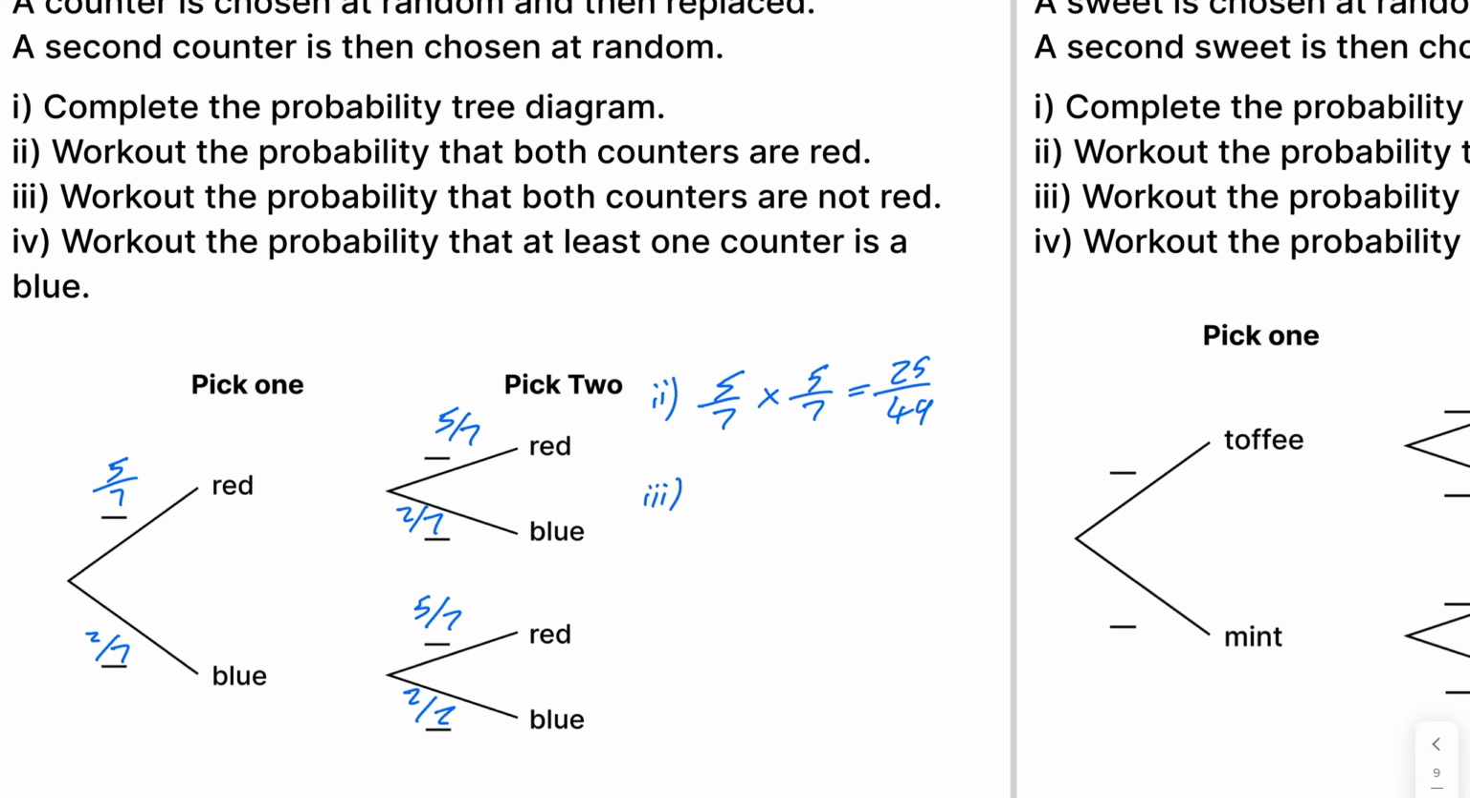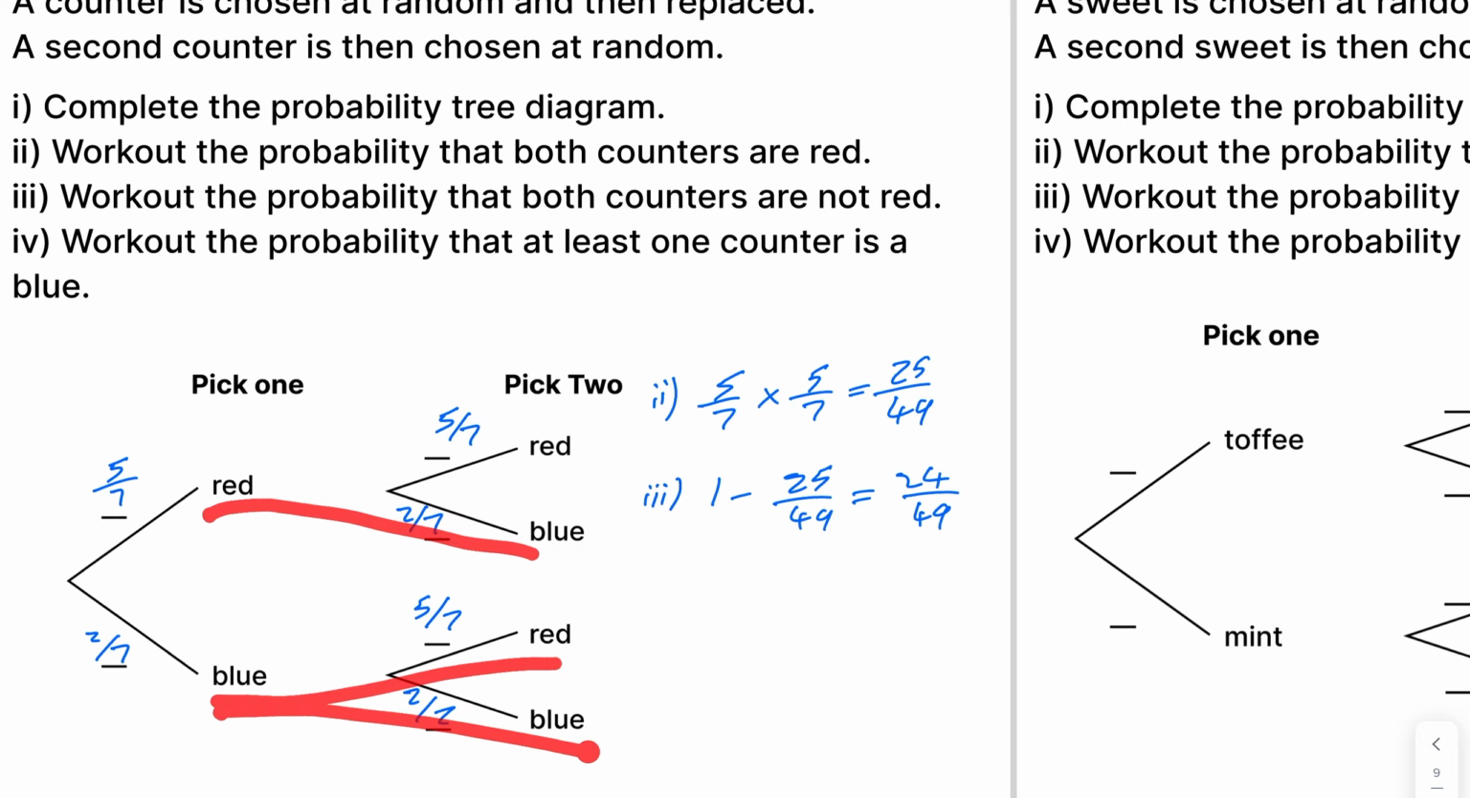Work out the probability that both counters are not red. So that's just going to be 1 minus the probability of them both being red. Because we've already calculated that, we can use that, so that'll be 24 over 49. Now, the long way of doing this, of not red, would be, well, you can have red and blue, you can have a blue and red, and you can have a blue and blue. You can find these three and add them together, and you will find you get the same answer, okay?